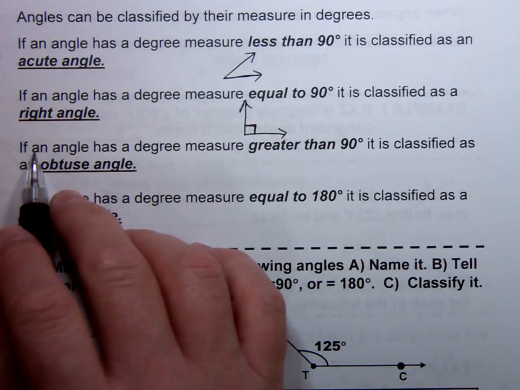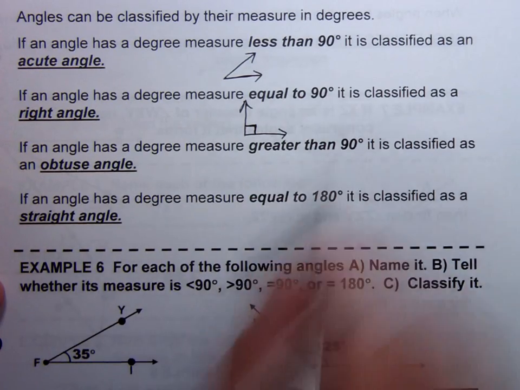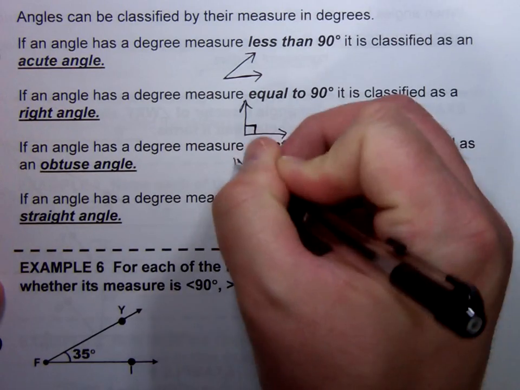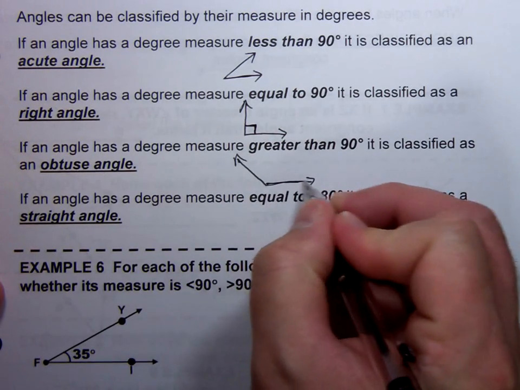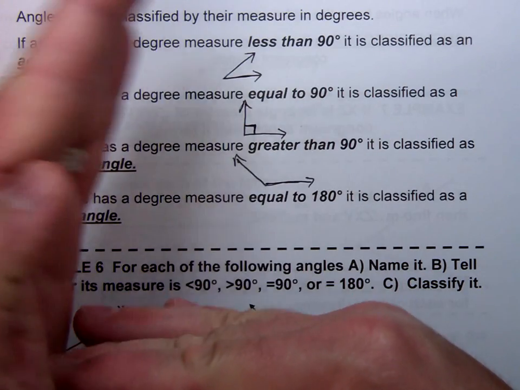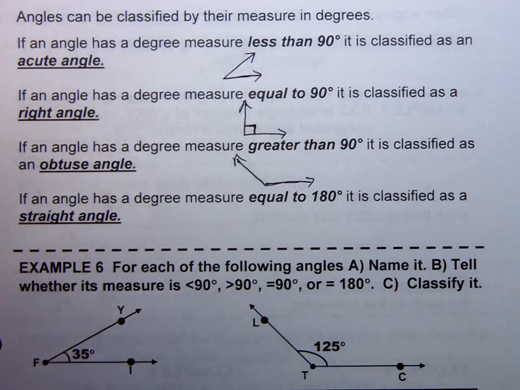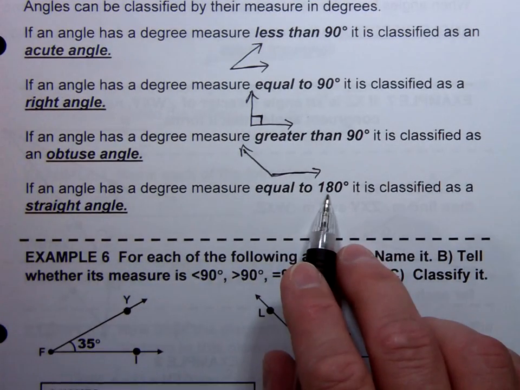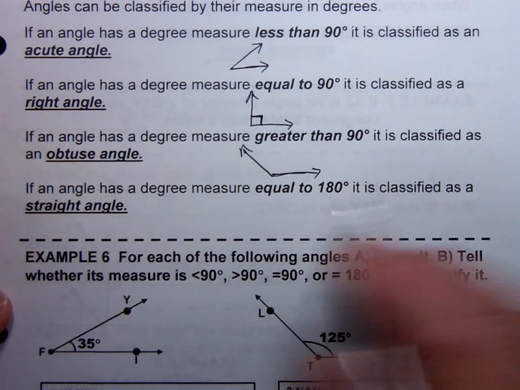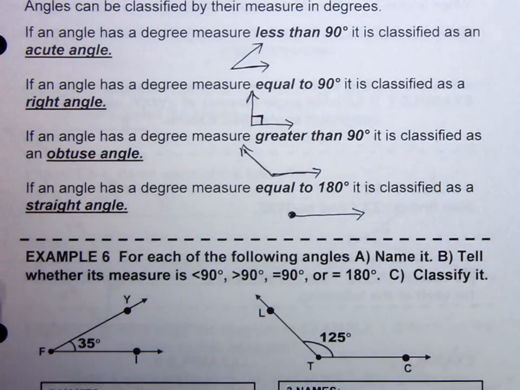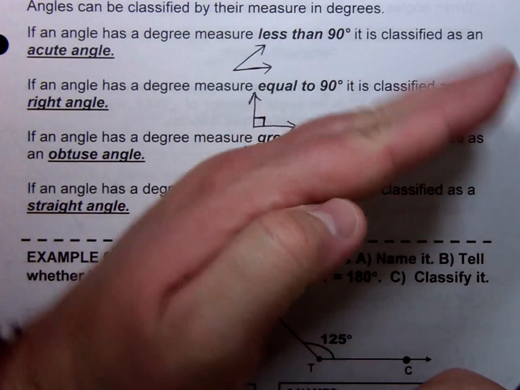If an angle has a degree measure greater than 90 degrees, it is classified as an obtuse angle. So there's a possible example of an obtuse angle. So you see how the rotation of degrees is happening. It's getting bigger and bigger. It's opening wider and wider as we go to larger numbers. And then if an angle has a degree measure equal to 180 degrees, it is classified as a straight angle. So if you've got one side of your angle going this way, one ray going that way, think about how far the other one has to rotate around to get to 180.